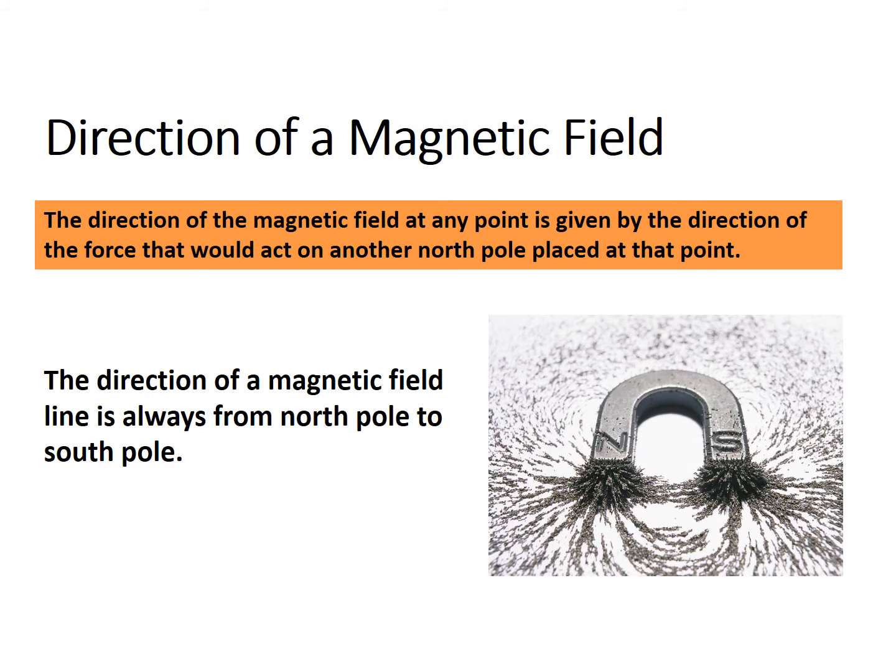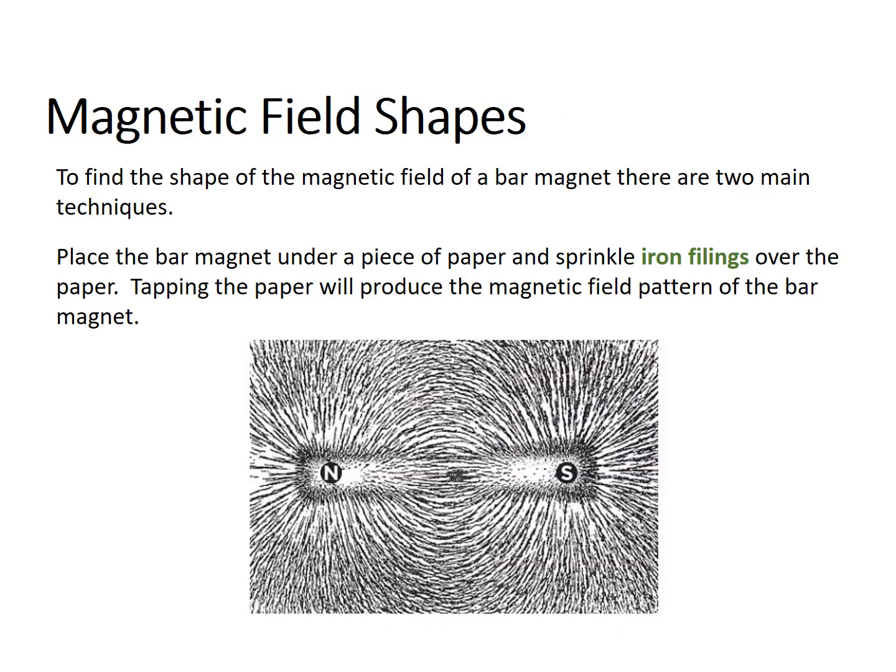The direction of the magnetic field is always from North Pole to South Pole, and the next two slides are going to show you how you actually draw the magnetic field. The first thing we can do is make a magnetic field shape. Now this is a way of putting a bar magnet down and sprinkling something on it to show you the shape of the magnetic field.